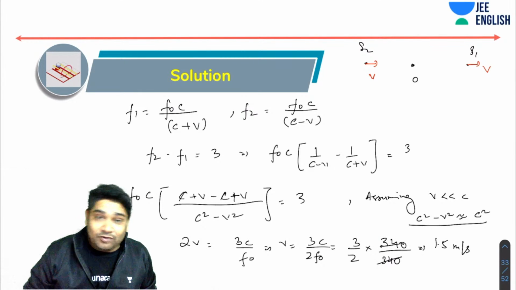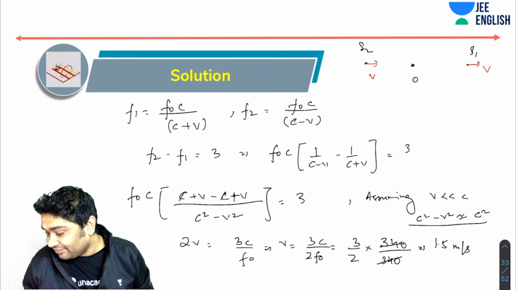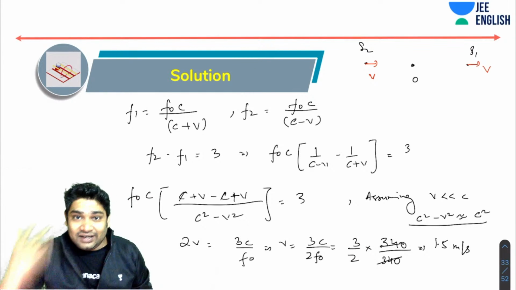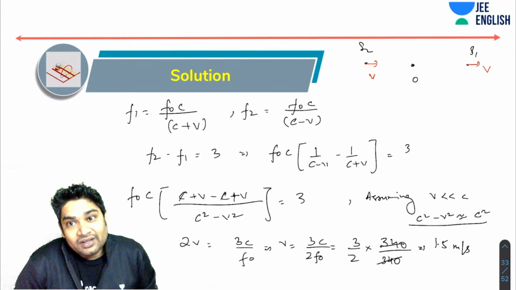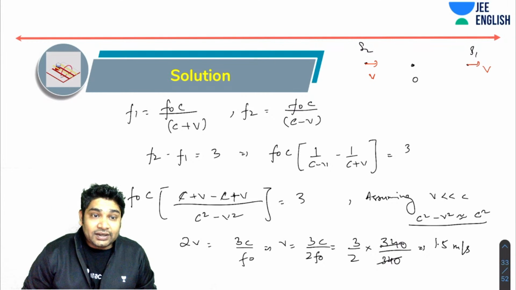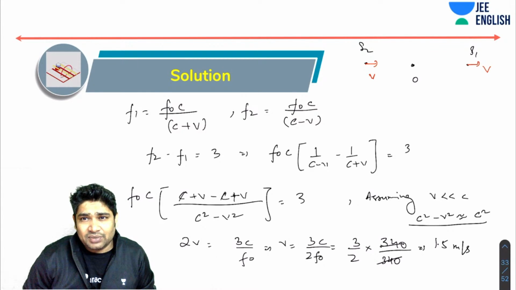I was justified in taking that approximation. The speed is roughly 200 times more. C is roughly greater than 200 times V. So it's a justified approximation. Usually you keep this approximation if there is a factor of 100 only. Any factor above 100, you can use the approximation. So the speed of both the tuning forks is 1.5 meter per second, and that is your answer.